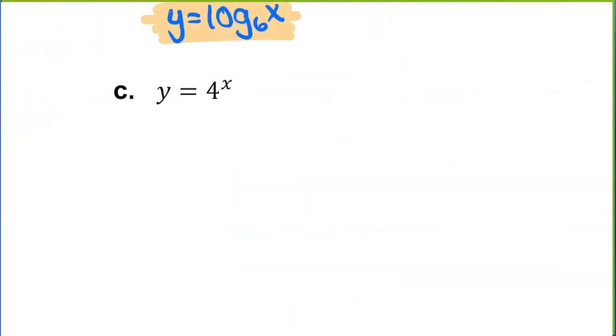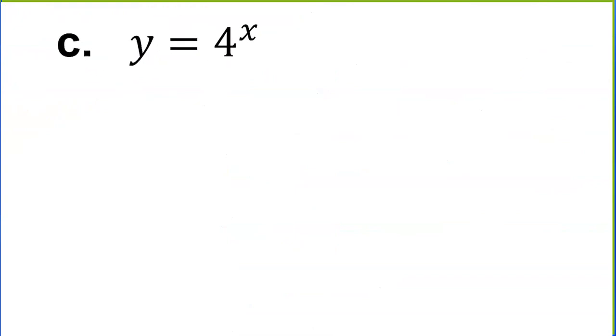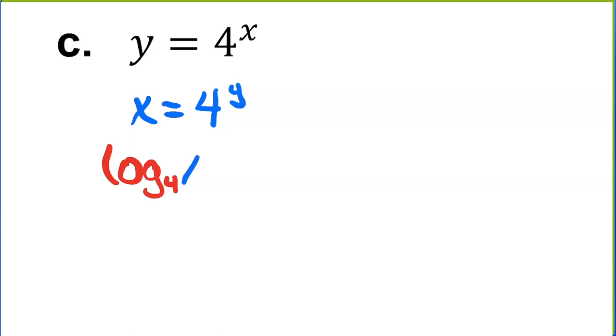Alright, let's look at part C. So we're starting with an exponent, so my final answer is going to have a logarithm in it. It's y equals 4 to the x. My first step is to switch x and y. So I have x equals 4 to the y. Then I'm going to take a log on both sides. What is the base on my log going to be? 4. So I have log base 4 of x equals log base 4 of 4 to the y.